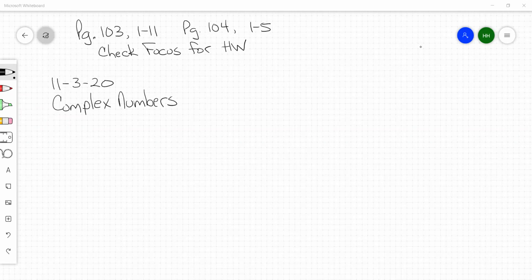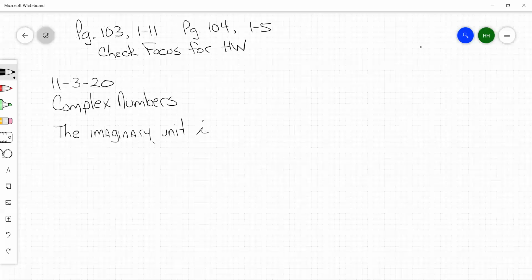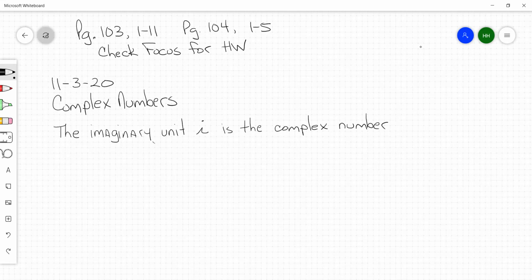Complex numbers. We're going to start with the imaginary unit first, and we're going to say this: the imaginary unit i is the complex number whose square is -1.